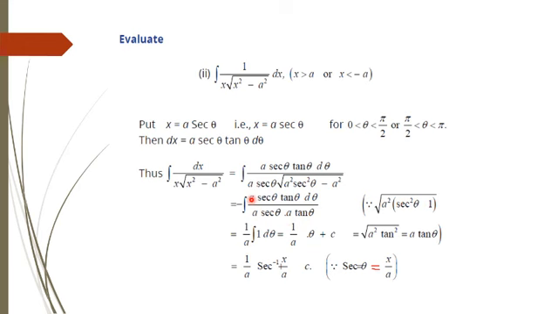Now this a cancels with this a, secant theta cancels with secant theta, and tan theta cancels with tan theta. We have only 1 over a times the integration of 1 d theta, and the integration of 1 with respect to theta is theta plus c. So 1 over a theta plus c. Replace the value of theta from this equation: x is equal to a secant theta, so x over a is equal to secant theta, and secant inverse of x over a is equal to theta. So the answer is 1 over a secant inverse of x over a plus c, which is our final answer.